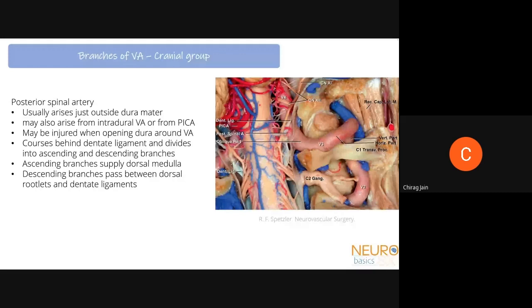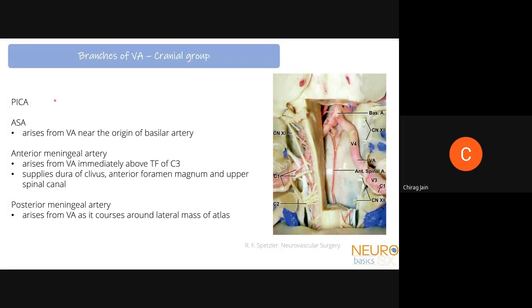The most important branch of the vertebral artery is obviously the PICA, and we'll be discussing this in a lot more detail later on. The other important branches are the anterior spinal artery, which arises intradurally. It arises from the vertebral arteries, as we can see over here, quite near the origin of the basilar artery. The other two important arteries are the anterior meningeal artery and the posterior meningeal artery, supplying the dura.